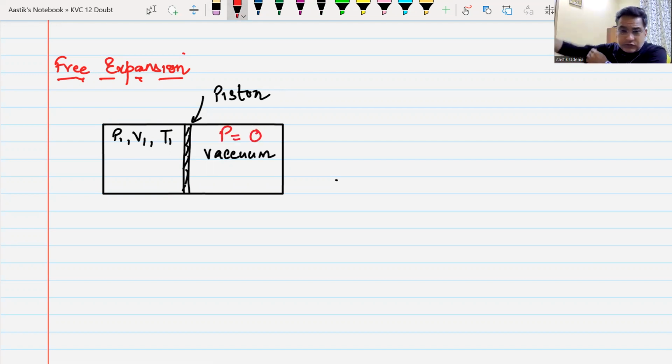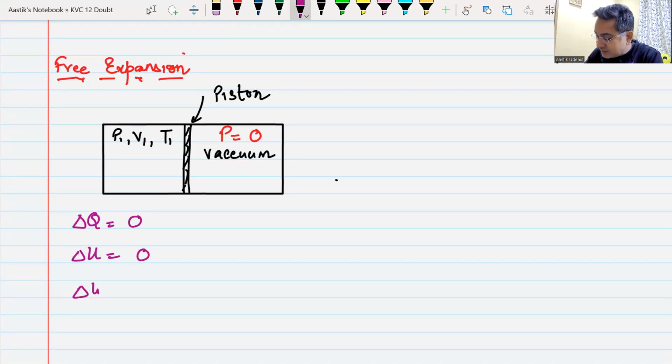As soon as you leave this piston, this piston will rush to the other side, and in this process you must understand that there is no heat given, there is no change in internal energy, and there is no work done. Why is there no work done? Because on the other side we have vacuum. So this process is known as free expansion, and because it takes place very fast, you can call it an adiabatic process. I'll give you 1 minute to note it down.